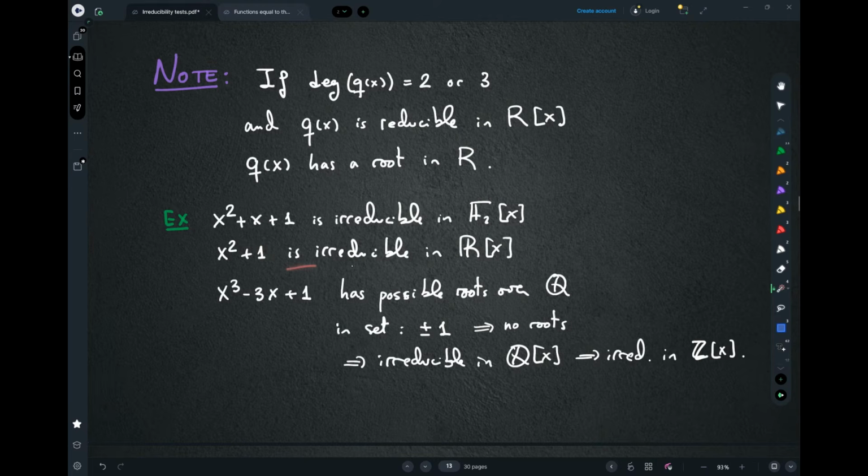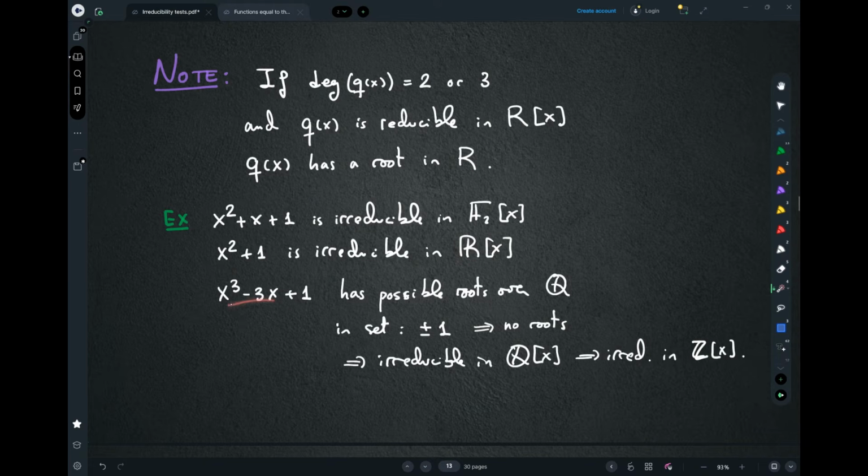x squared plus 1 is irreducible over the reals because we know that the roots of this are complex numbers. We know that for any real number a, a squared plus 1 will be positive, so it cannot be 0. So there are no roots over the real numbers, so it must be irreducible.